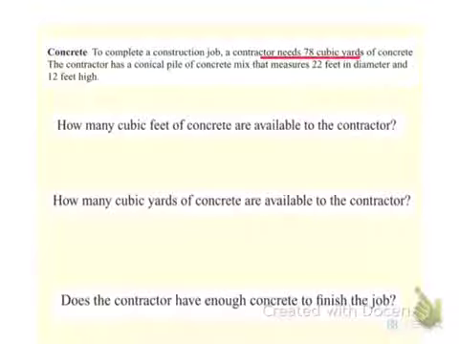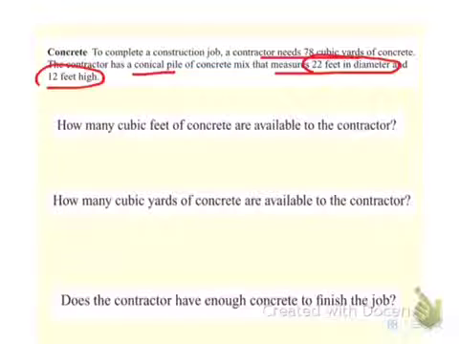The first question says, to complete a construction job, a contractor needs 78 cubic yards of concrete. The contractor has a conical pile of concrete that measures 22 feet in diameter and a height of 12 feet. The first thing we need to do is figure out what type of geometric shape we're working with. A conical pile is going to be the shape of a cone.